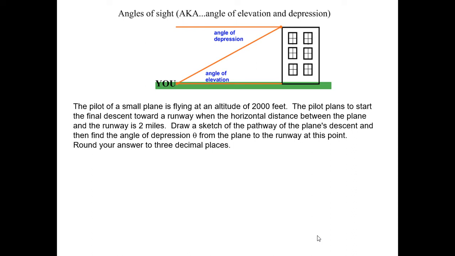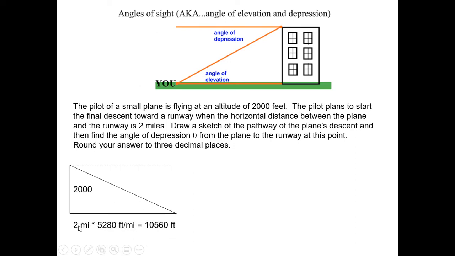All right, let's draw a picture of this so we can understand it. Here is the airplane. Here is the runway where he wants to land. We're told that he's at an altitude of 2,000 feet, and that he's 2 miles from the runway. Well, 2 miles times 5280 feet per mile is 10,560 feet, because we have to have the same units.